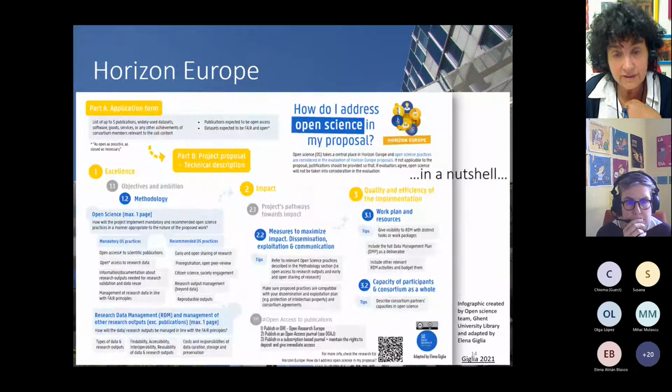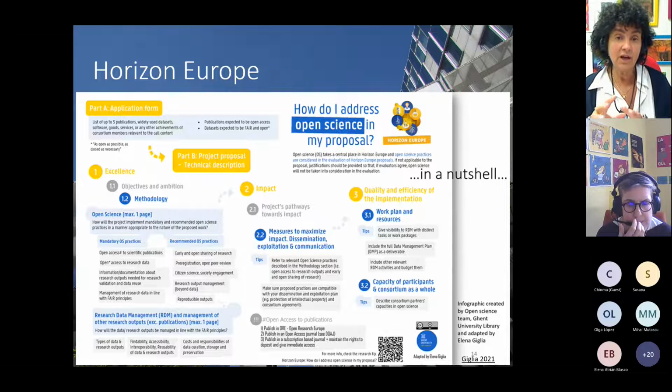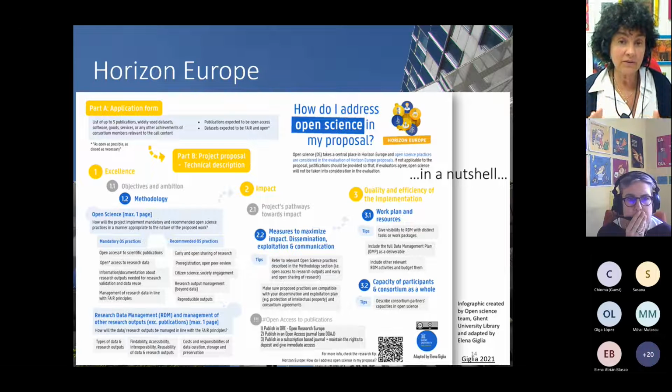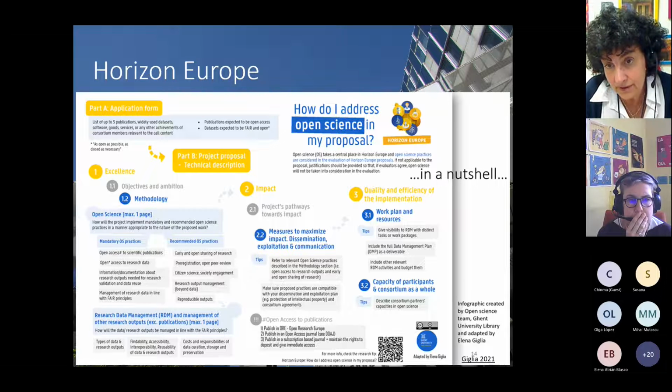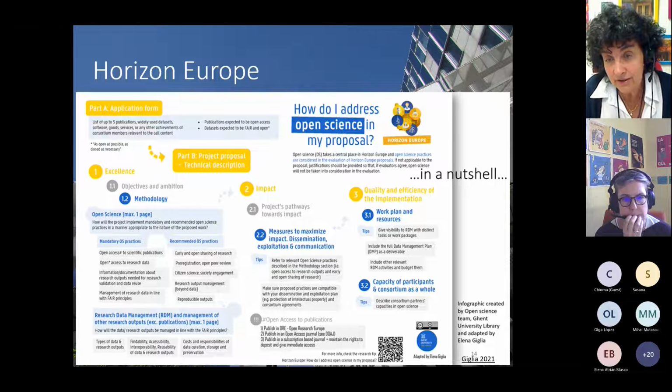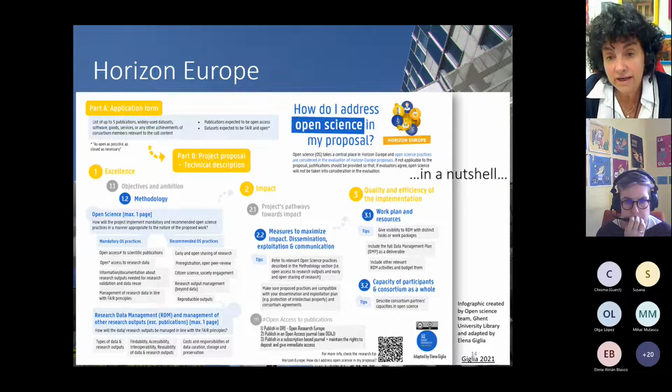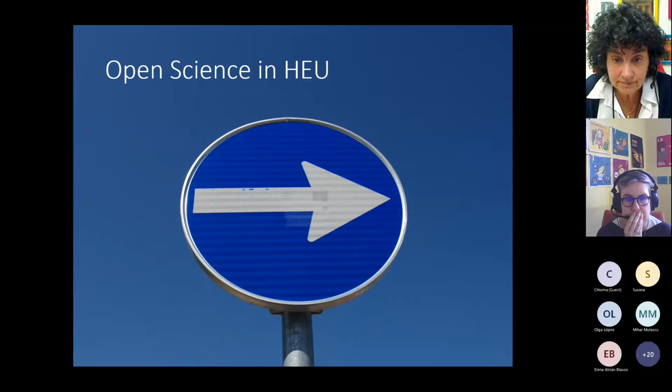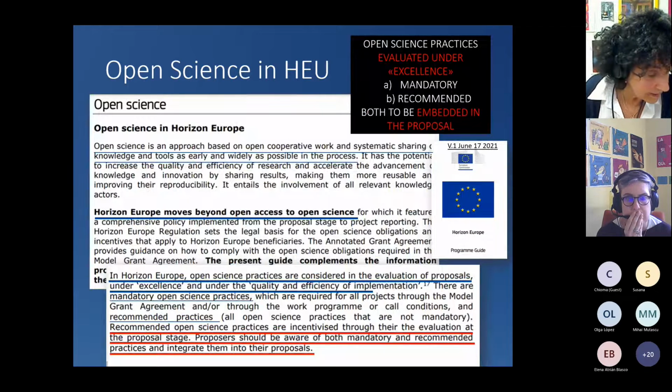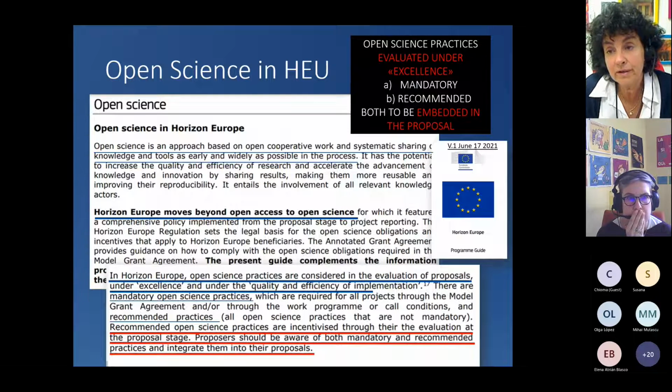This is another infographic coming from the University of Ghent, in which you see where open science comes to the scene in your proposal, in part A, in part B, what we said before, okay? So how do I address open science in my proposal is again another very practical guide, very practical tool. Let's go in depth, and then at 11 o'clock we are going to have the break.